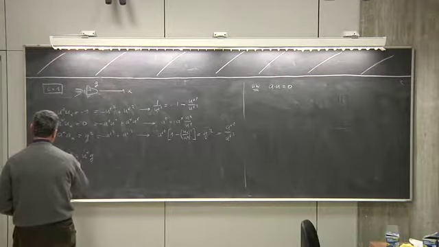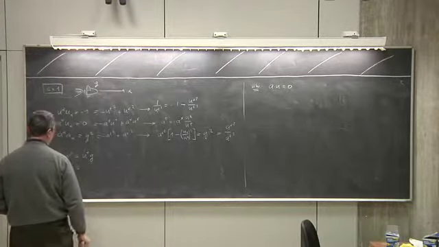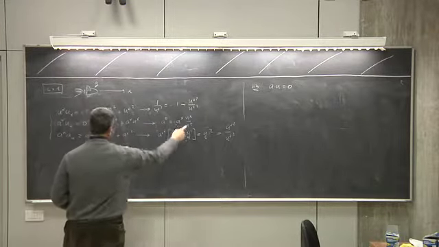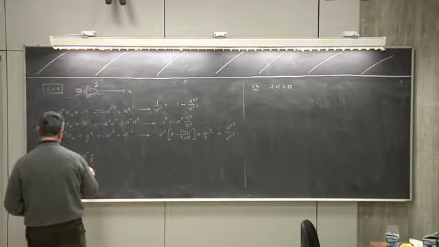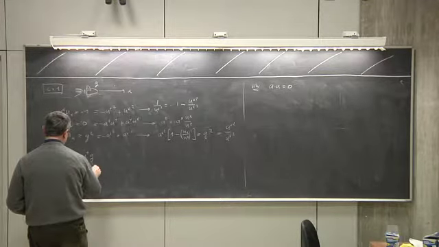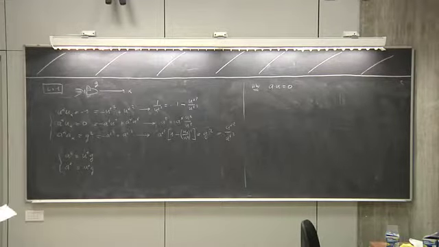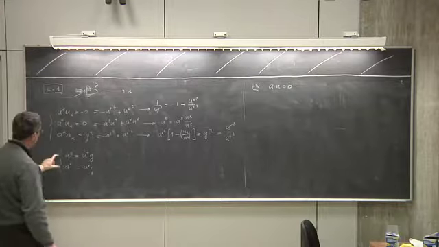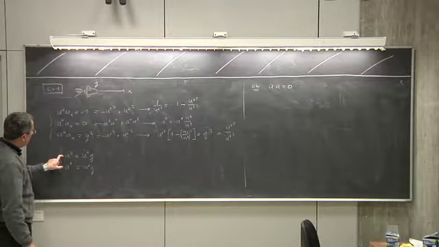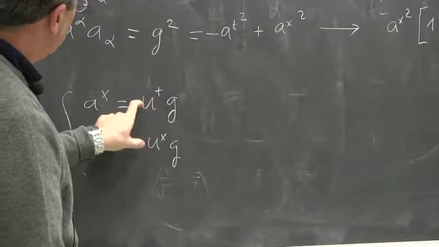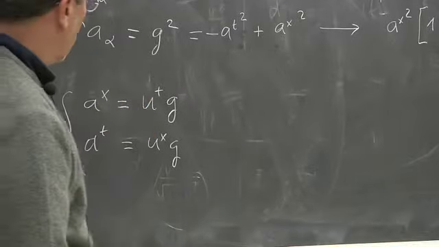And the t component of my acceleration is the x component times g. Okay, so I've reduced the problem. I found the component of my acceleration in terms of the components of my velocity.